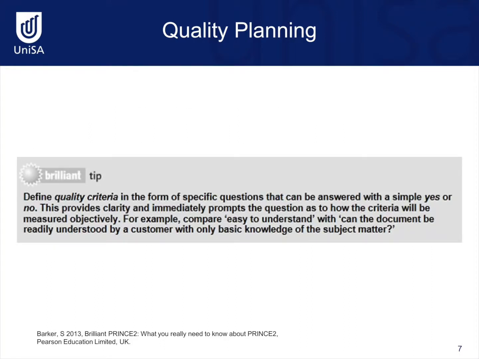Here is a tip to assist with defining quality criteria. The quality criteria should be defined in a form of specific questions that can be answered with a simple yes or no. For example, rather than saying "easy to understand" as one of the quality criteria, a better definition would be, "Can the document be readily understood by a customer with only basic knowledge of the subject matter?" As you can see, the second definition can be much better answered with a simple yes or no.